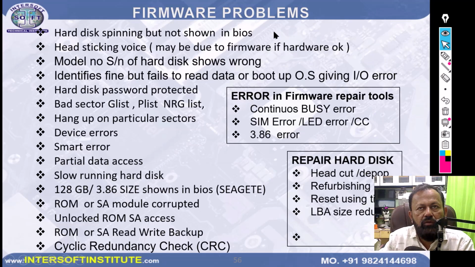What are the common problems in firmware? Hard disk spinning but not showing in BIOS, head tick tick sound, head number and serial number not shown, hard disk password protection, bad sectors, hang up at particular sectors, device error, SMART, partial access, 128 or 3 pointers. These are the common problems in Seagates. ROM and service area, unlock ROM, these are the repairs for hard disk repair: head cut, refurbish, reset, and common problems. These are the common problems in firmware. These firmware problems we can repair through the utility.